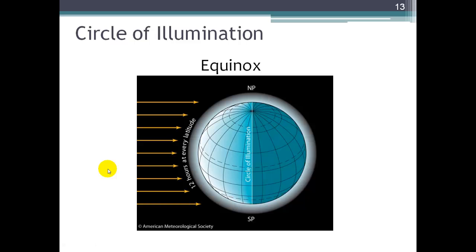Equinox literally means equal night. And if we look at the circle of illumination, as you see here, you can see that it divides the Earth into equal parts of daylight and nighttime. If you think of the Earth rotating around its axis, we have equal day and equal night for all locations on the Earth. For the 2 equinox dates, the Sun is directly overhead at the equator.